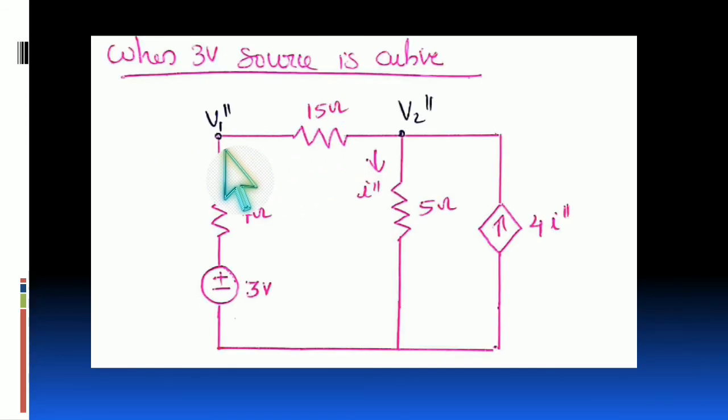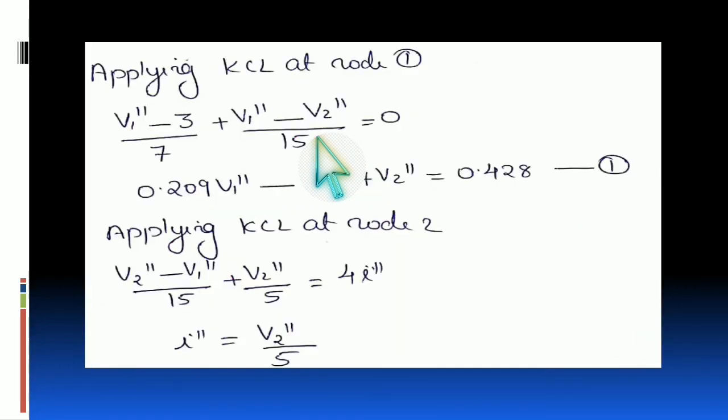Similarly, one end of the 15 ohm is at potential V1 double dash and the other end is at potential V2 double dash. Hence, the current through this 15 ohm from node V1 double dash to V2 double dash can be written as V1 double dash minus V2 double dash by 15. Then by applying KCL at V1 double dash, we get V1 double dash minus 3 by 7 plus V1 double dash minus V2 double dash by 15 is equal to 0. By rearranging this equation, we get 0.209 V1 double dash minus 0.067 V2 double dash is equal to 0.428. Let us mark this equation number 1.